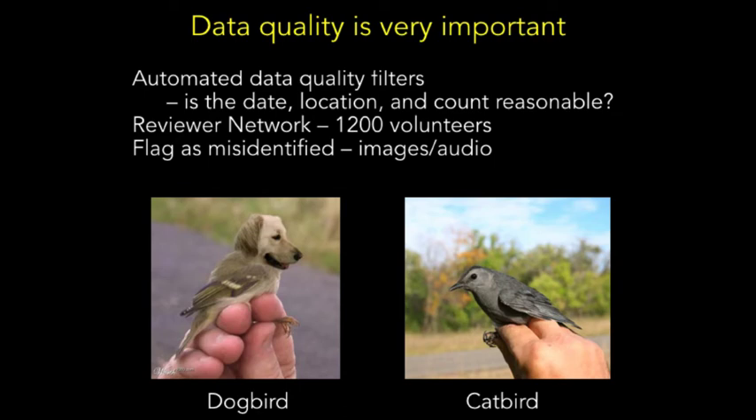A little bit about data quality. There are a whole bunch of automated data quality filters behind the scenes. So if you enter a dog bird, it's going to say, what? But let's say you enter a catbird and you have an odd count or odd time of year, odd number, something like that, then it'll come back and say, this is not typical. And I'll show you some examples of what you get. This is not typical. Could you please explain, give us some more information, give us a photo, something, because we're not quite buying what you've got.